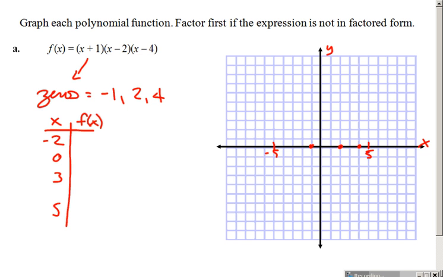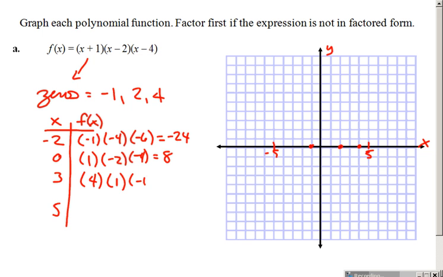So if I plug in -2 in there, I'm going to get a -1 because -2 plus 1 is -1. -2 minus 2 is -4. -2 minus 4 is going to be -6. And so that's going to give me a -24. If I plug in a 0, I'm going to get 1, -2, -4, which will give me 8. Plug in a 3, I will get 4, 1, -1, which will be -4. And if I plug in a 5, that will give me 6, 3, and 1, which would be 18.